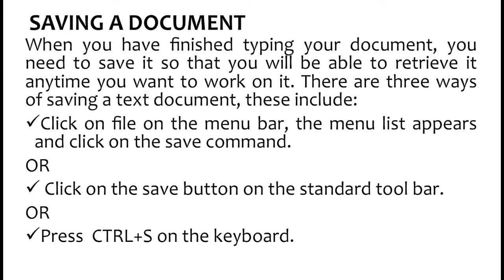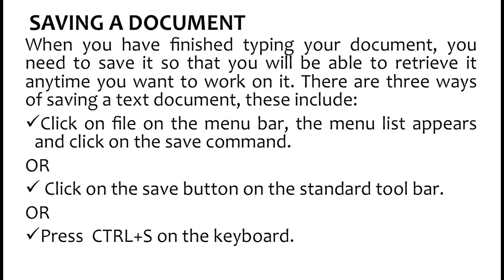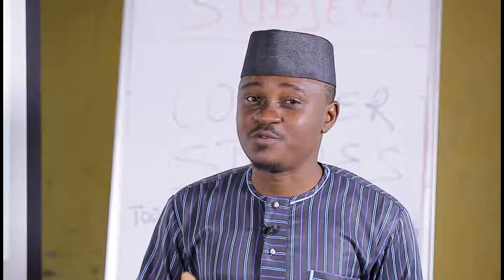The menu bar list appears, and you click on the Save command. Once you click on the File menu, you're going to see the Save command. We have the Save and we have the Save As. Click on the Save button on the standard toolbar. That is if you have already saved the version.